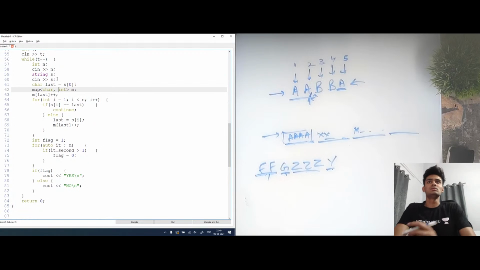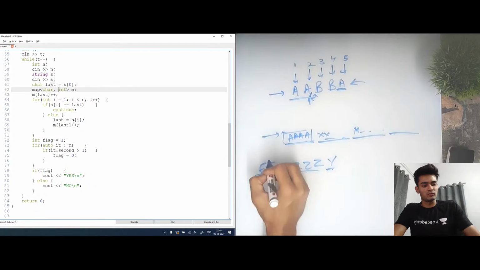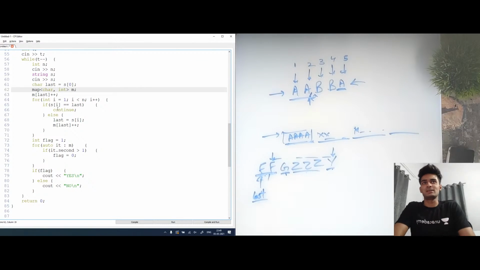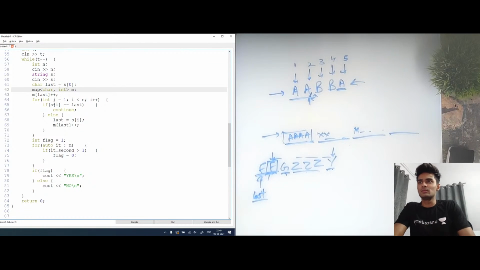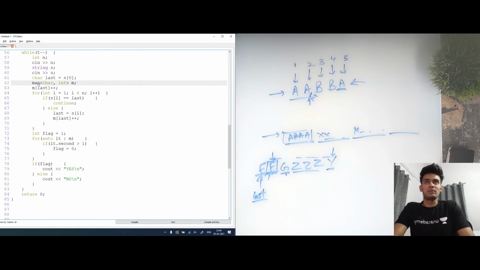So what I'm doing here is, I'm actually having the last as s of 0. So this is the last, and now I'm just iterating from 1 to n. So 1 is this, from this point to the last point. Now if si equals last, then I just continue. That means I just skip this f. And if it is not equal, I just increment in m. So m is a map of character and int.